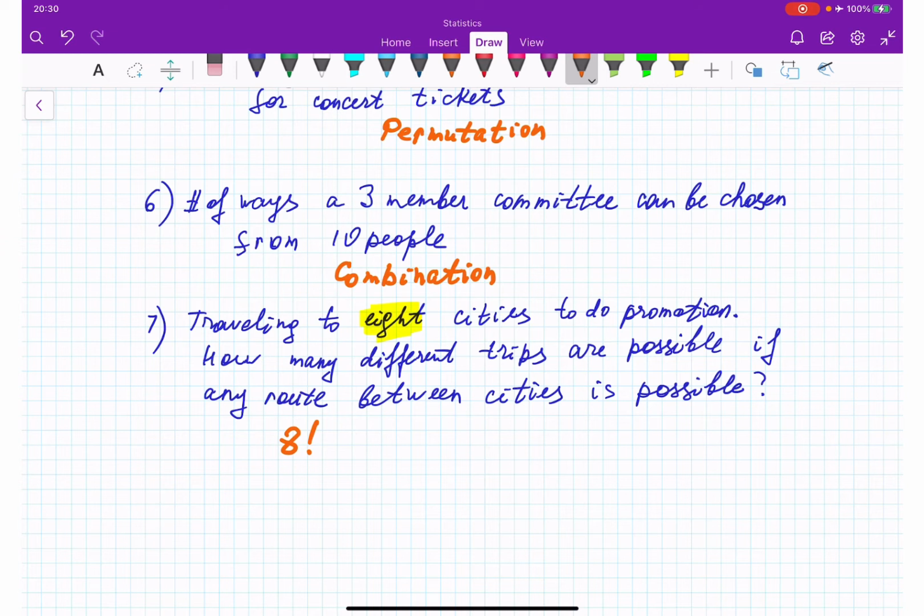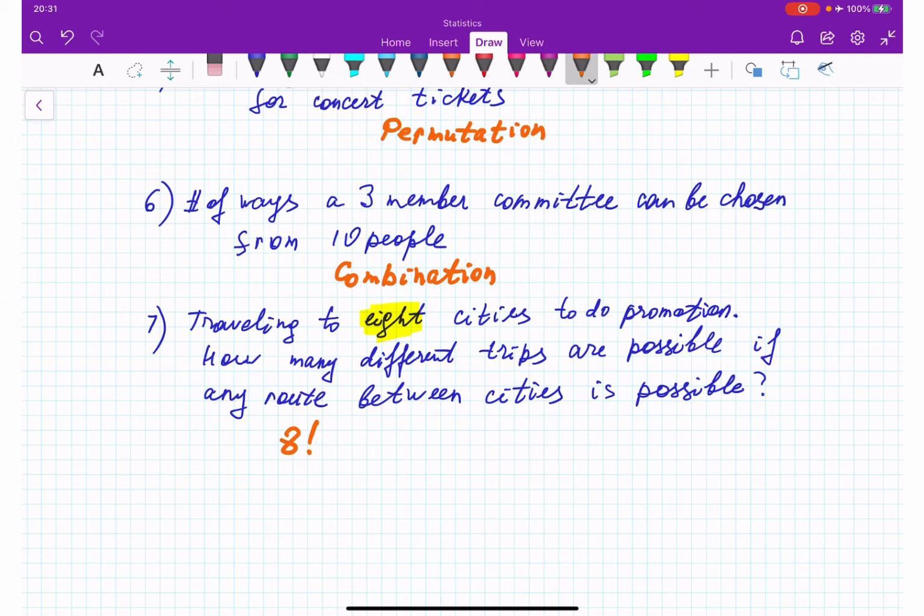One more time, since every single city is going to participate in this case, all 8 are going to participate. That means it's going to be 8 factorial, which means 8 times 7 times 6 times 5 and so on. The problem doesn't ask you to write down the total, it's just asking for the mathematical expression, which is 8 factorial.